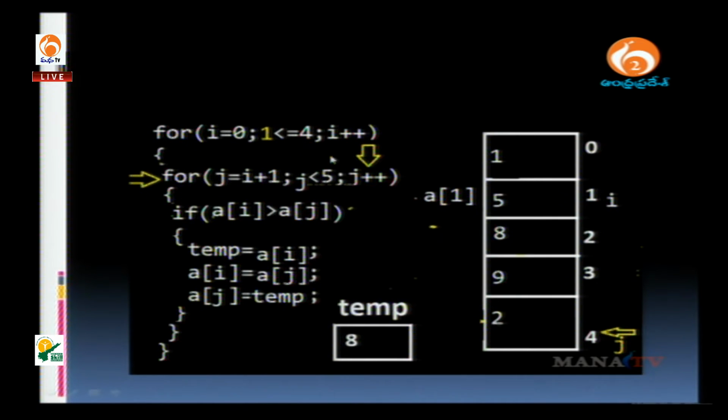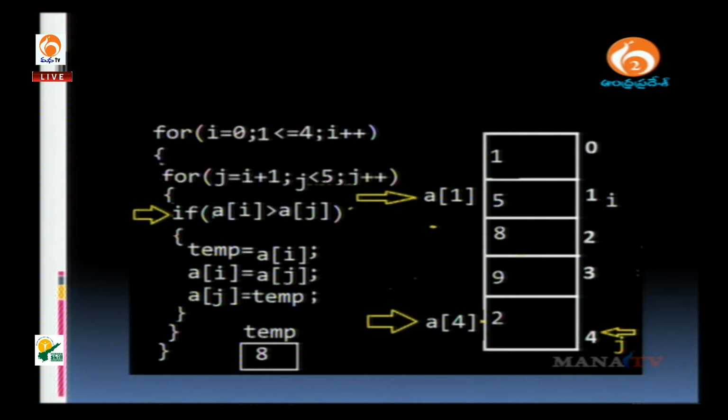j plus plus. j is incremented by 1, that is 4. Initially it was 3, now it comes to here. Next, the control moves to the condition, j less than 5, means 4 less than 5, which is true. Whenever the condition becomes true, the control enters the body of the inner for loop. Here the body of the inner for loop means this if statement and the swapping logic.